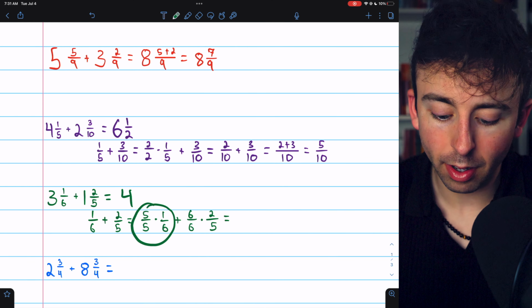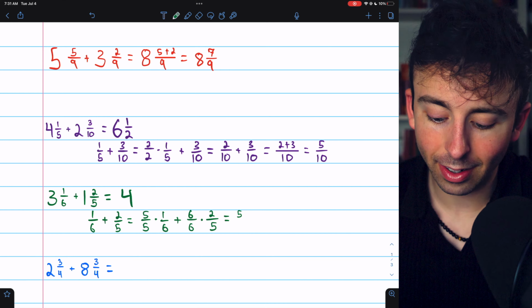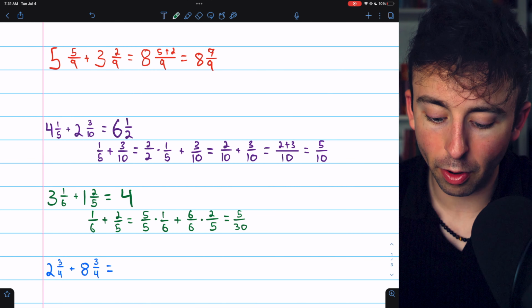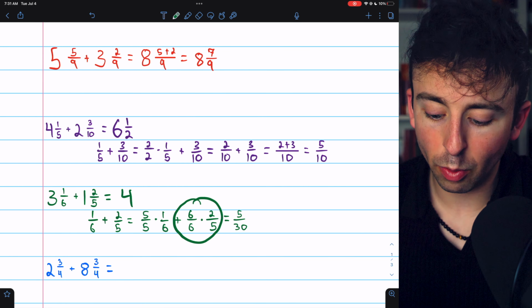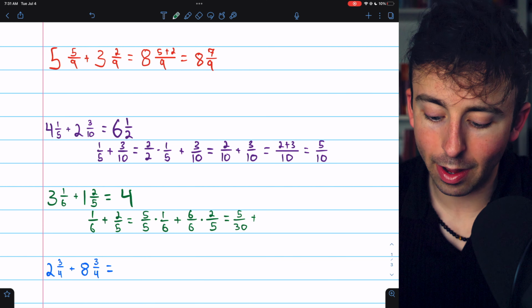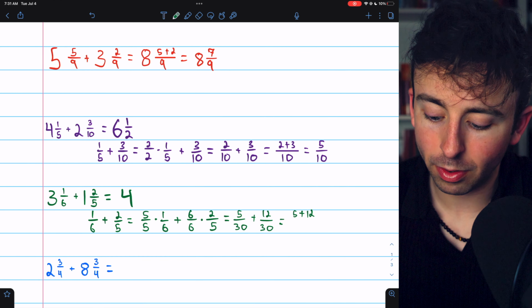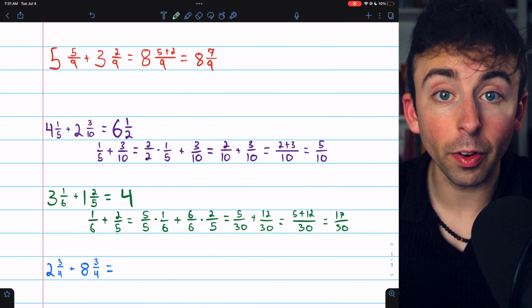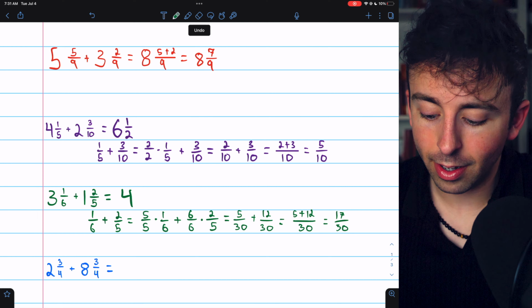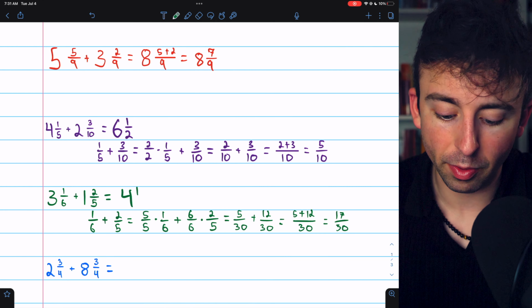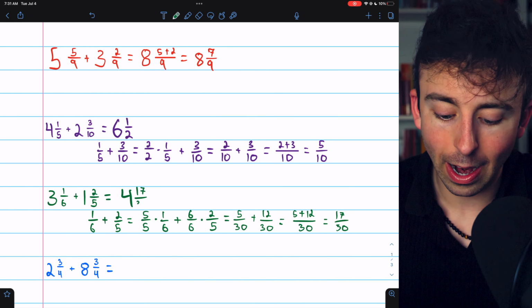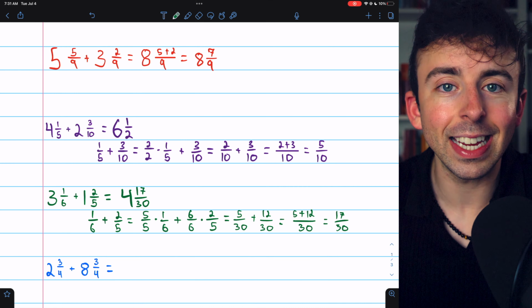Doing the part on the left, 5 over 5 times 1 over 6, gives us 5 over 30. On the right, we have 6 over 6 times 2 over 5, and that's going to be 12 over 30. Now that they have common denominators, we can just add the numerators together. That's 5 plus 12 over 30, and of course that equals 17 over 30. This fraction is fully simplified. 17 and 30 don't have any common factors, so we can finish writing our answer, 4 and 17/30.